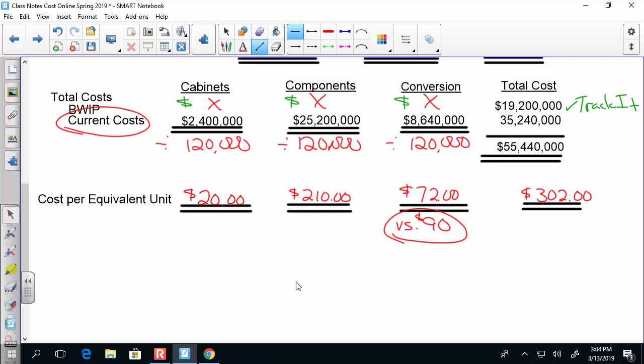And you'll notice under the weighted average method it was 90 for conversion. It's actually 72 under FIFO, and that must mean that our conversion, labor, and overhead must have come down quite a bit to get down to the 72. And that's one of the benefits with FIFO. You can see dramatically in the month that you're in if the cost has changed or not. Whereas weighted average will kind of feather it out across multiple months.